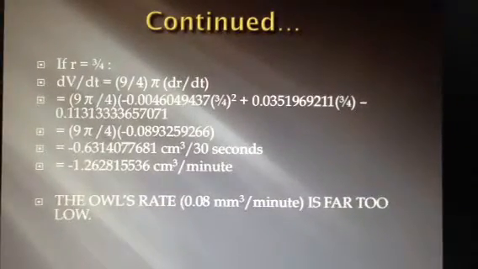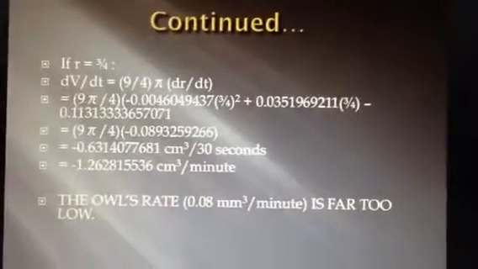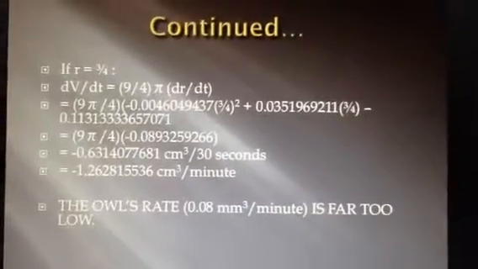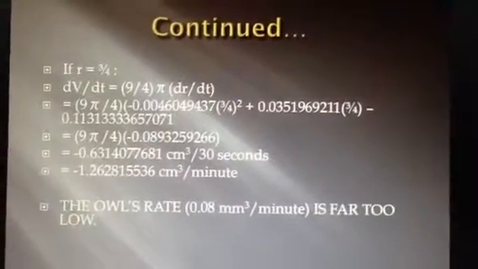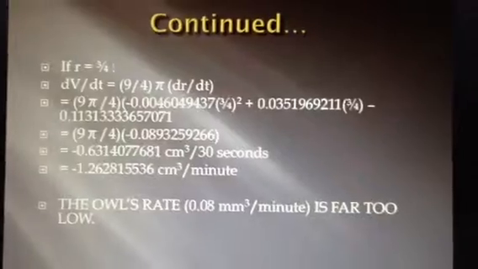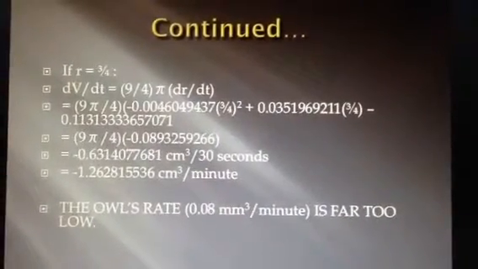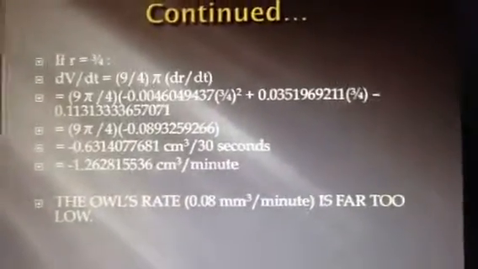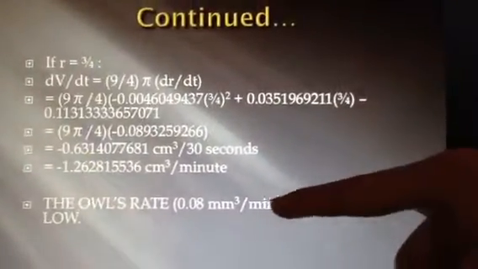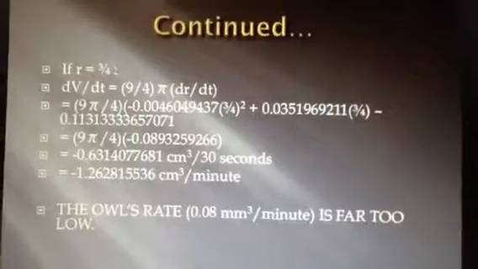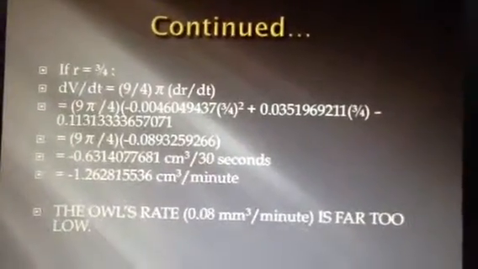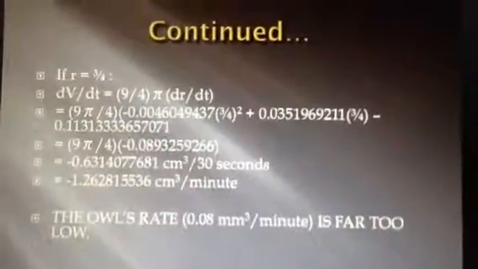a declining volume, losing 1.262815536 cubic centimeters for every minute of suckage. And the 3/4 was the owl's given rate, which was proven to be 0.08 cubic millimeters, which is nothing. So the owl was wrong. The owl was wrong again.